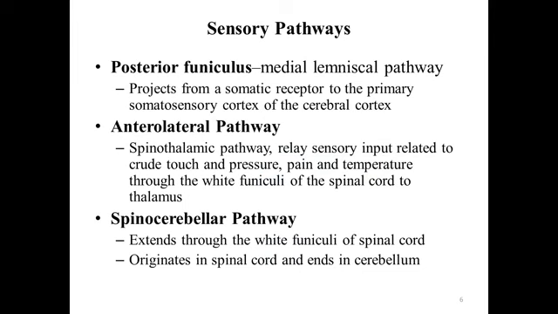The sensory pathways include the posterior funiculus, anterolateral pathway, and the spinocerebellar pathway. Their names tell you where they originate, this is where they begin, and where they end. The posterior funiculus begins with a somatic receptor and carries the signal to the primary somatosensory cortex of the postcentral gyrus of the parietal lobe of the cerebrum. The anterolateral pathway is also called the spinothalamic pathway, so it relays sensory input related to crude touch and pressure, pain and temperature from the spinal cord to the thalamus. The spinocerebellar pathway originates in the spinal cord and ends in the cerebellum.